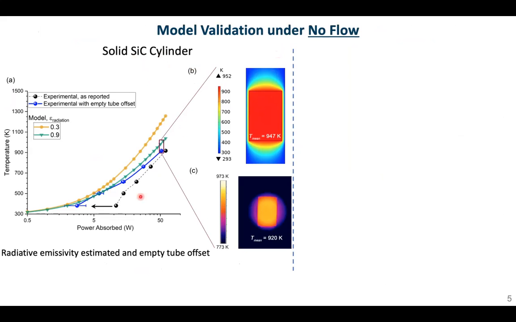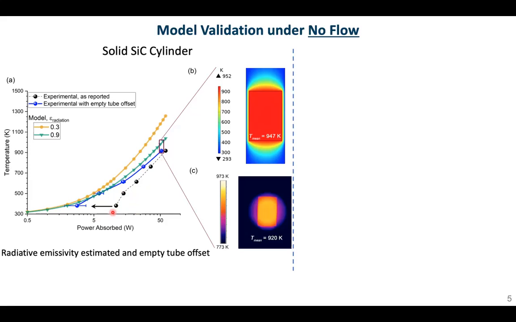The solid silicon carbide cylinder is modeled, and two predictions of the model for two different spectral emissivity values are shown here by these two lines. The black spheres tell us the experimentally reported value of power absorbed by this solid silicon carbide cylinder. We find that there is a degree of mismatch here.